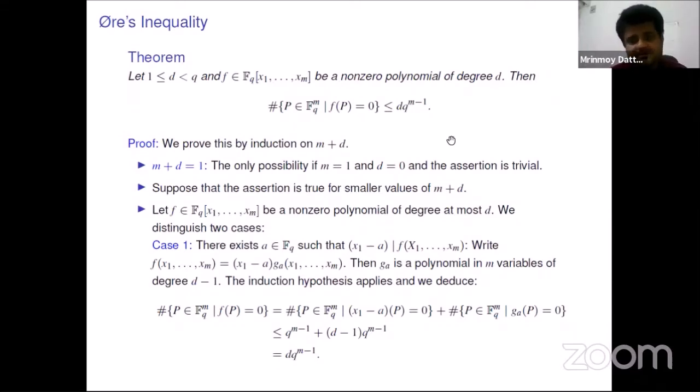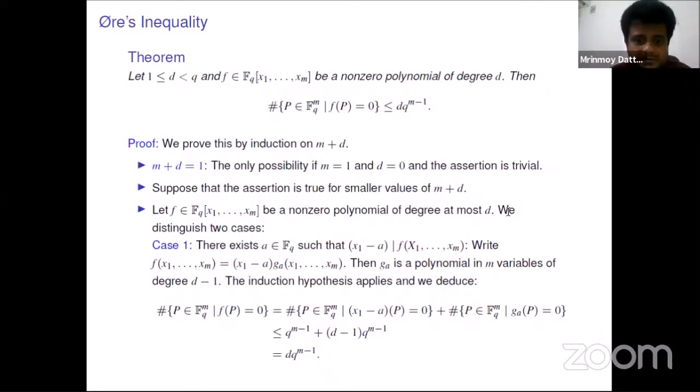And suppose that our assertion is true for all such cases. Let us now take a polynomial in m variables and degree d. So this should be equal to d, not at most d. And we distinguish two cases. The first case being the following.